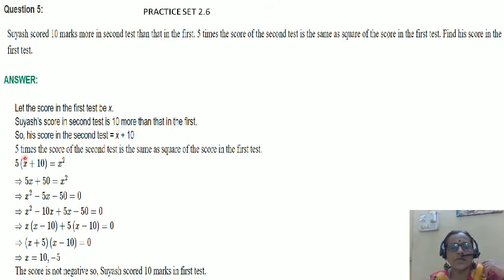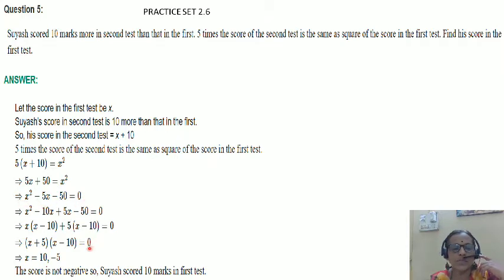Then the condition is that 5 times the score of the second test is the same as the square of the score in the first test. So it is 5 into x plus 10 is equal to x square. Multiplying, 5x plus 50 is equal to x square. So this is your quadratic equation: x square minus 5x minus 50 equal to 0.